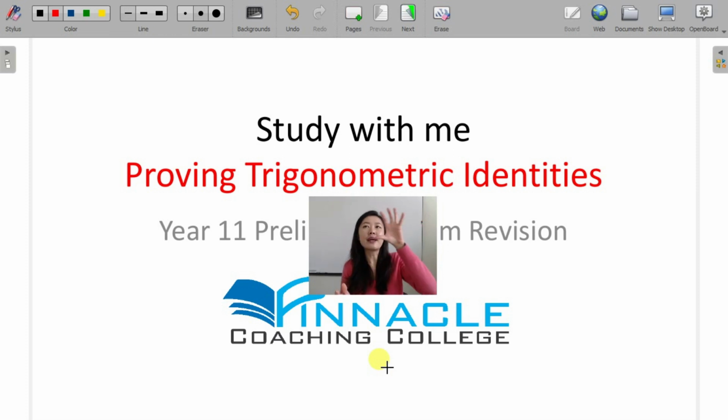The advanced math 2-unit components, so we'll look at that as well. That's going to be relevant for all students. And then I've got the additional identities in the extension course as well. All right, so let's get straight into it.